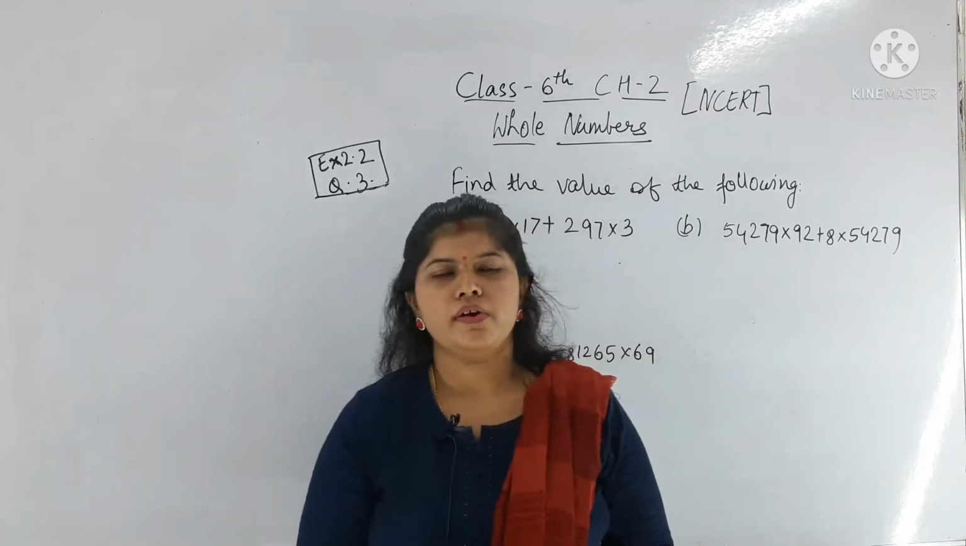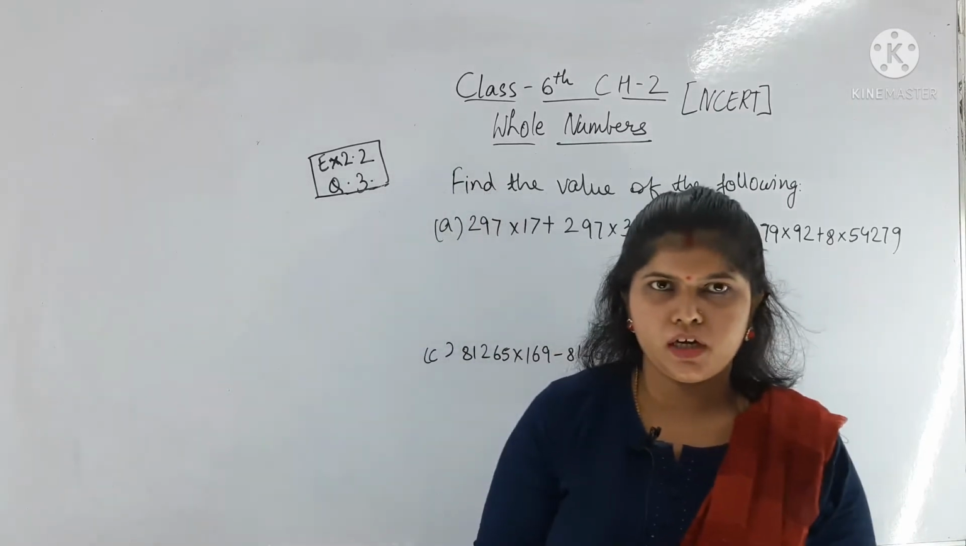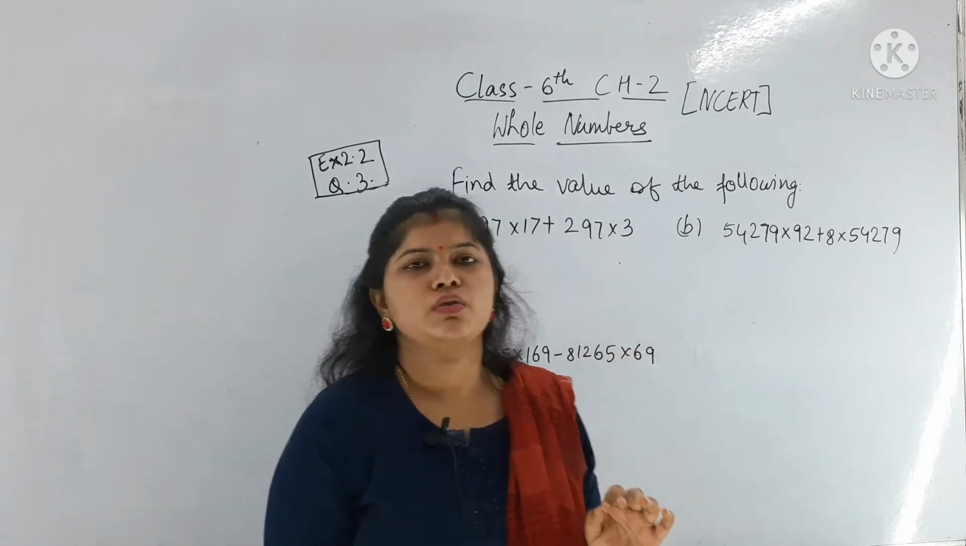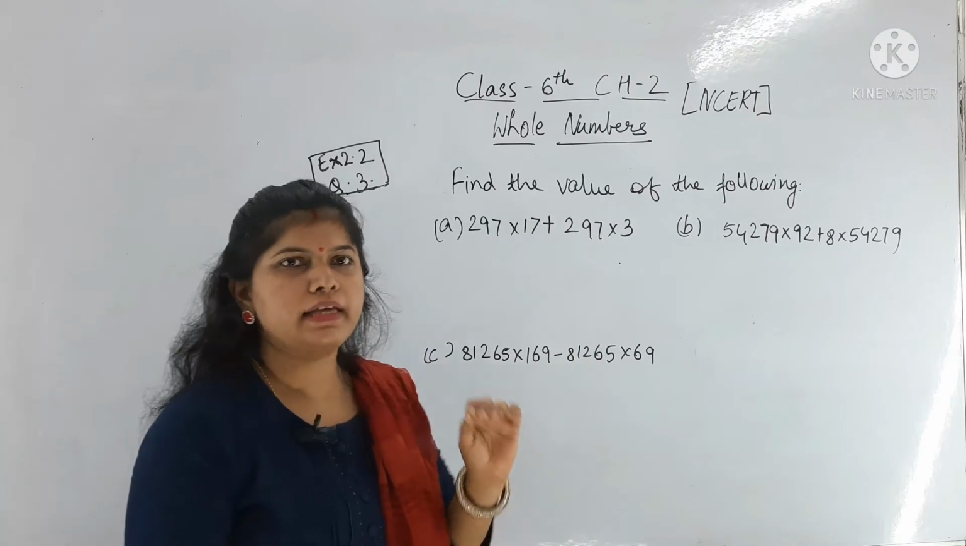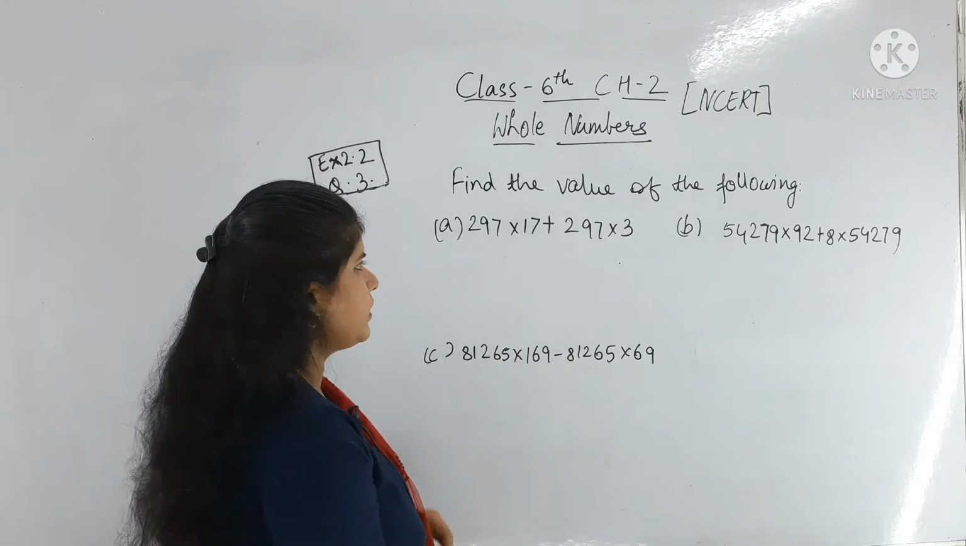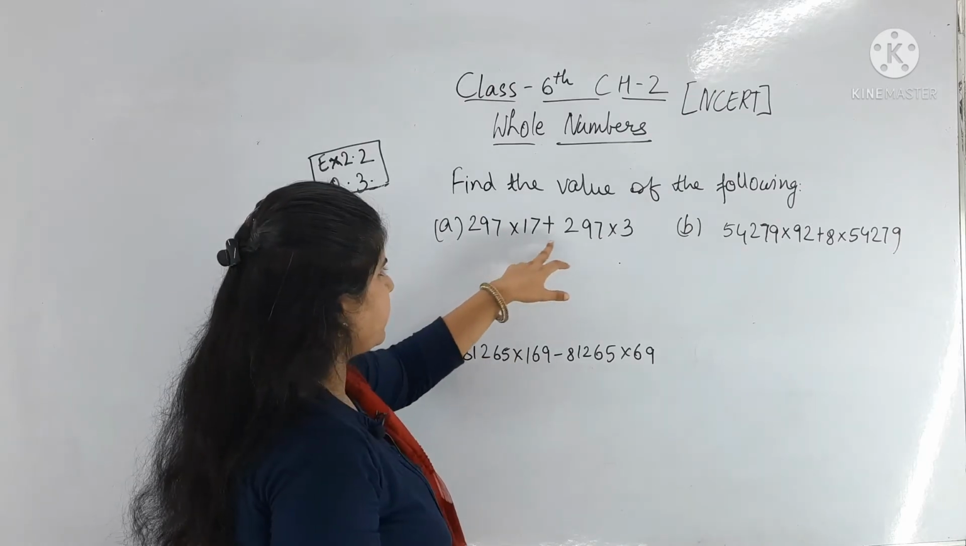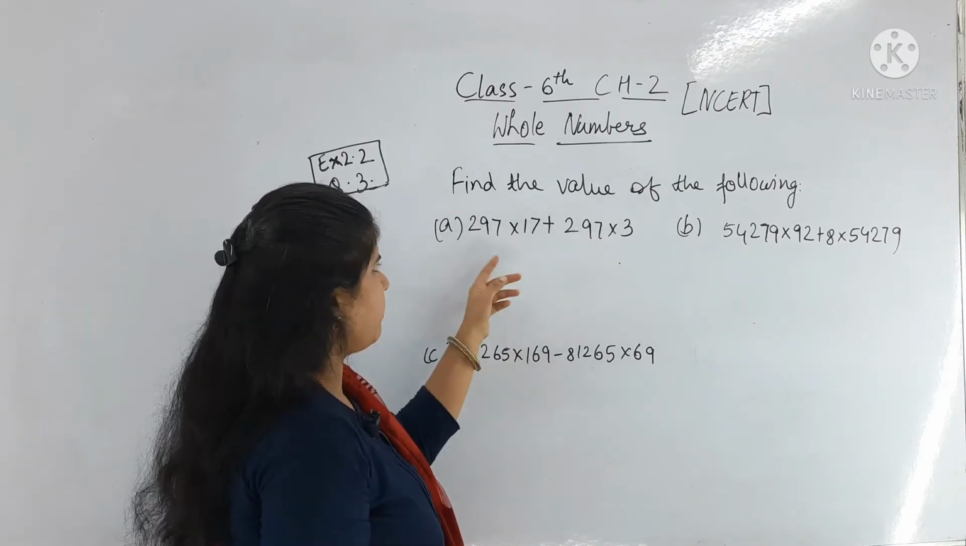Okay students, next is question number 3. We have to find the value of the following equations. In these equations you have to apply the distributive property, that is, multiplication over addition. So here you can see 297 into 17 plus 297 into 3, that is the A part.